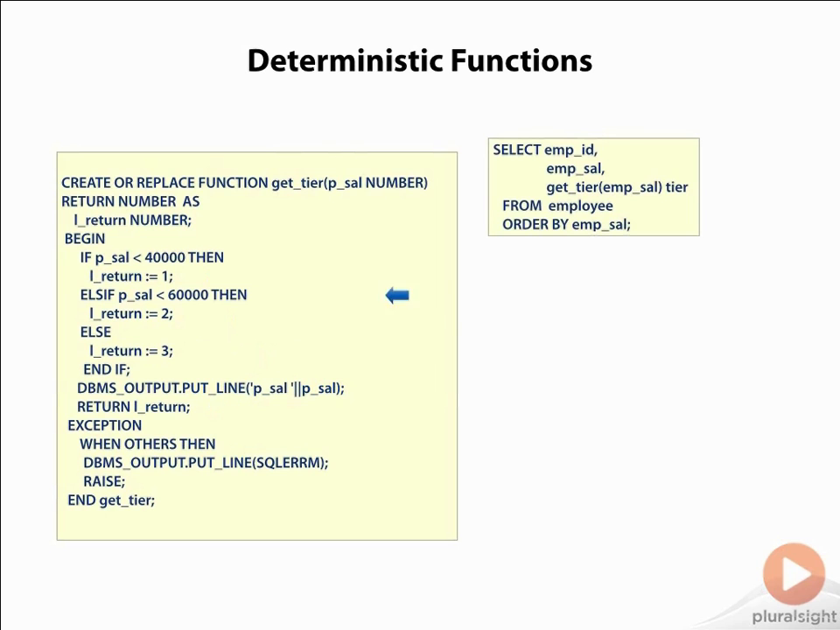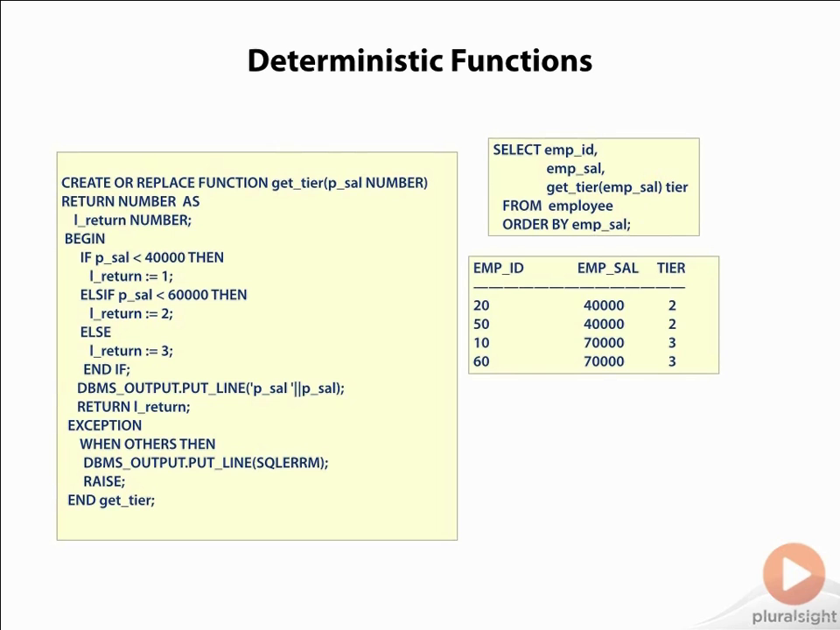Now in this code snippet, we select empid, empsal, and getTier, passing in empsal as parameter from the employee table, ordering it by empsal. This is what we get back. So we have 2 employees with a salary of 40,000 for which it calculated a tier of 2, and 2 employees with a salary of 70,000 for which it calculated a tier of 3. Also, if you run it as a script in SQL Developer, we would notice the DBMS output statements from the function. We see 4 of these, 2 for 40,000 and 2 of them for the 70,000 rows. So the function got executed for each row.